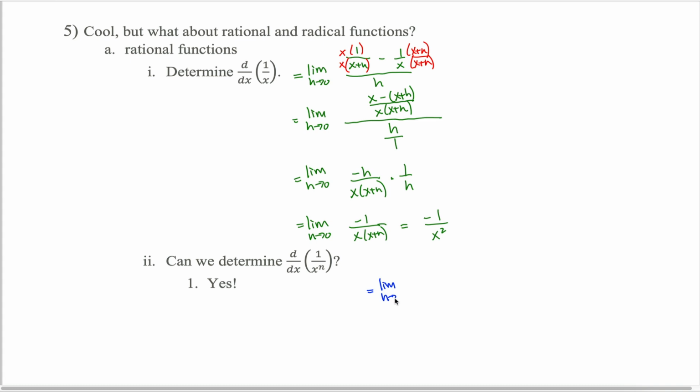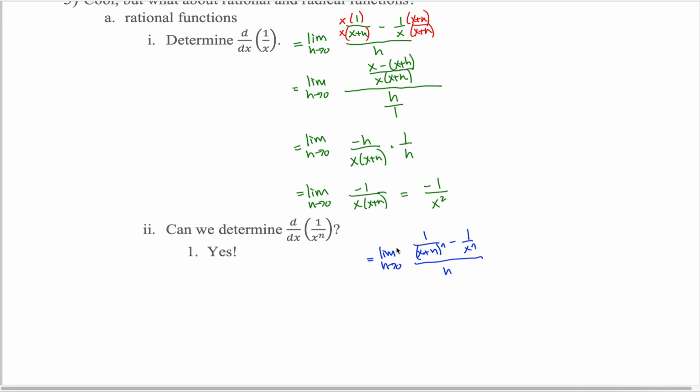We'd say this is the limit as h approaches 0 of 1 over x plus h to the n power minus 1 over x to the n power divided by h. Again, we want a common denominator. Up here in the numerator, the way we'll do that is we'll multiply this side by x plus h to the n power on the top and the bottom. And we'll multiply this side by x to the n power on the top and the bottom. And now we got this common denominator. Great, things seem to be going well so far.